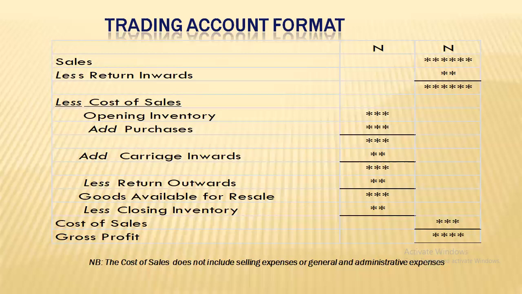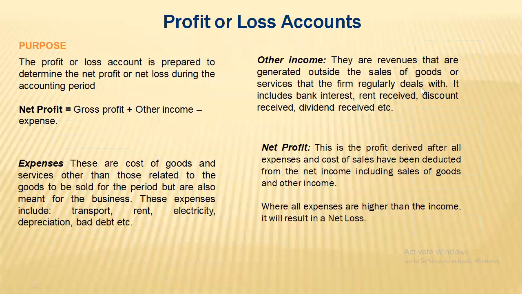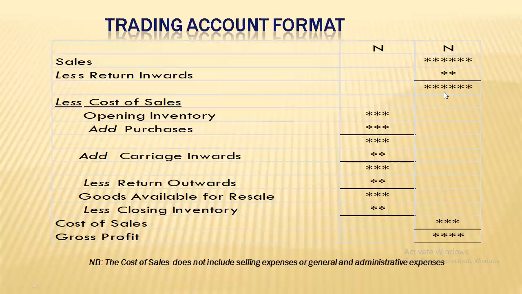Now, the next item we have under sales is called sales returns or returns inward. Returns inward represent goods that have been previously sold to our customers but have been returned. So at the end of the day, if we calculate the goods that have been sold and the value of the goods that have been returned, the balance is what we refer to as the net sales. Then the next thing will now be to determine our cost of sales or cost of goods sold.